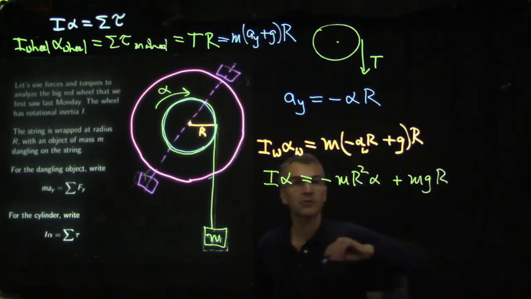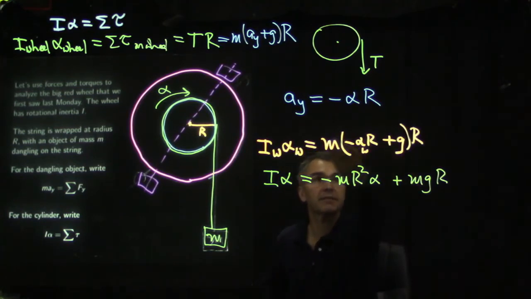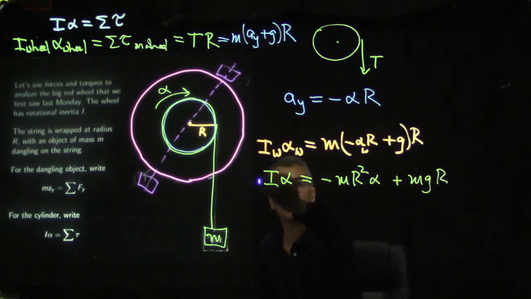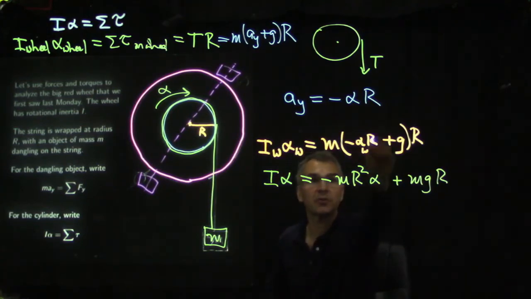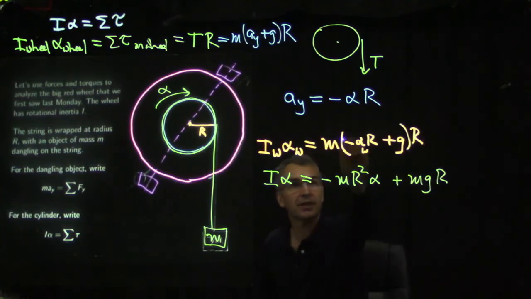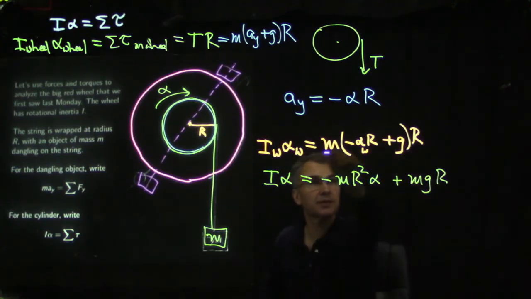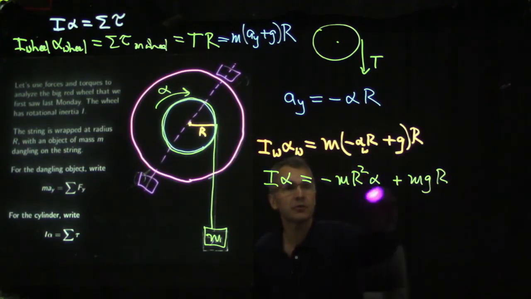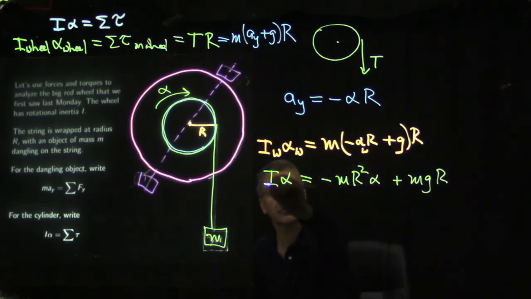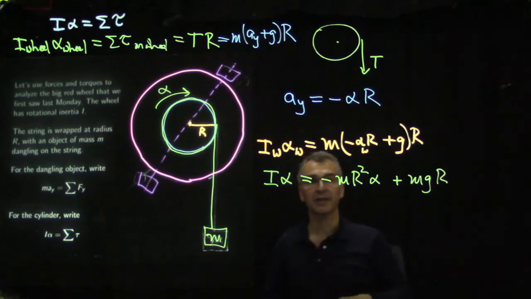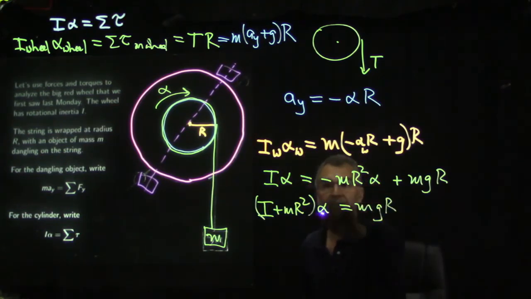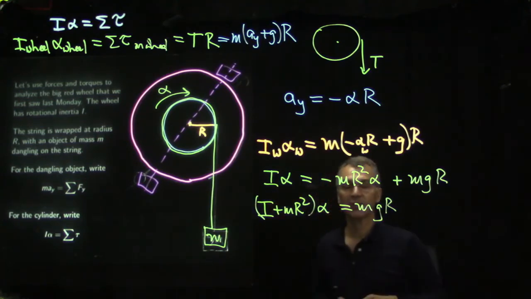Dropping the W subscript and just multiplying everything out on the right hand side, we have I times alpha on the left side equals, so this term is a minus sign, minus m, and this other r gets distributed. So we have minus mr squared alpha, and then plus mgr. Then we can move this mr squared alpha term over to the left side to join the other term that has alpha. Now we have alpha isolated, so we can just divide both sides by I plus mr squared.